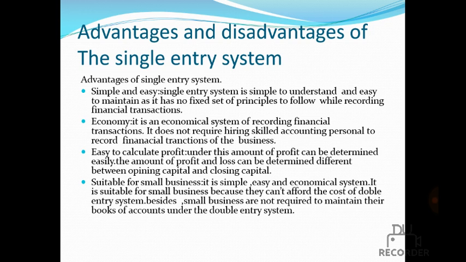But in the single entry system, they don't have any rules and regulations to prepare accounting transactions of a business. That's why it is economical. Any firm can bear the expense of the single entry system.